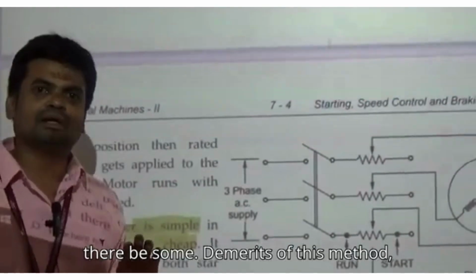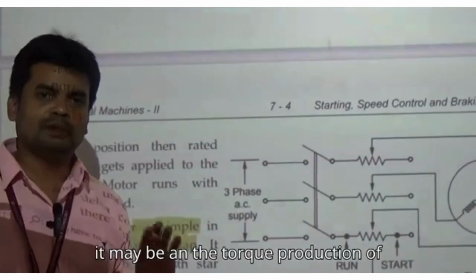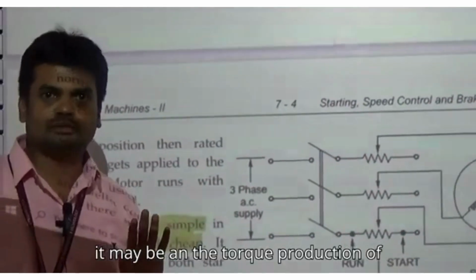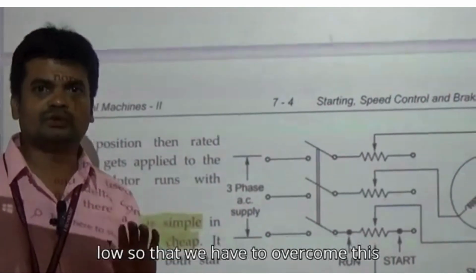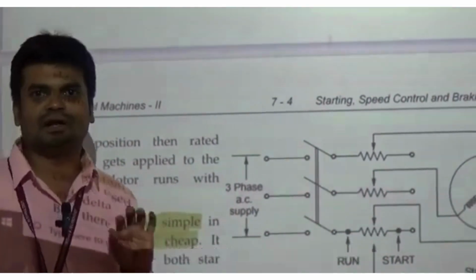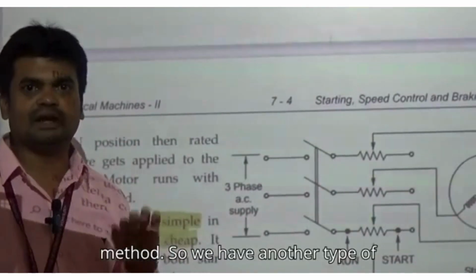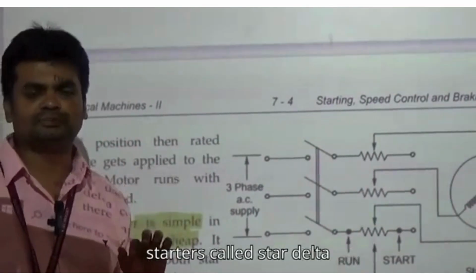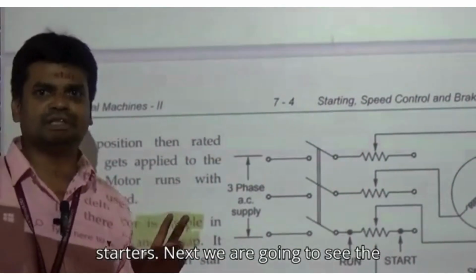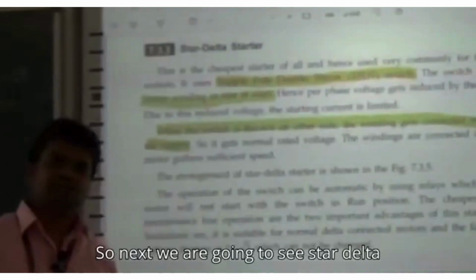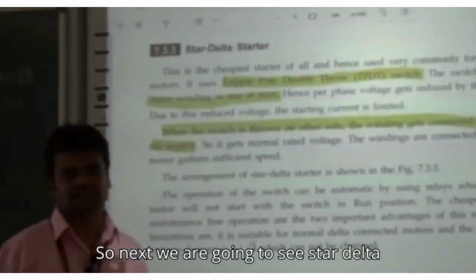but there are some demerits of this method. The torque production of this type is very low, so we have to overcome this with another type of starter called the star delta starter. Next we are going to see star delta starters.